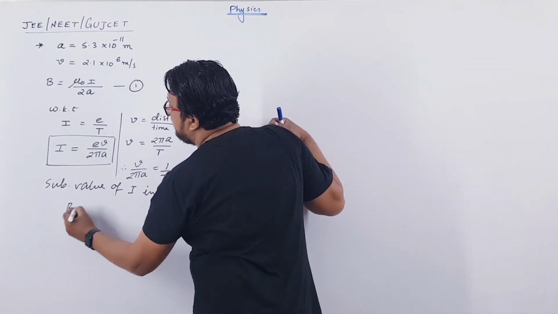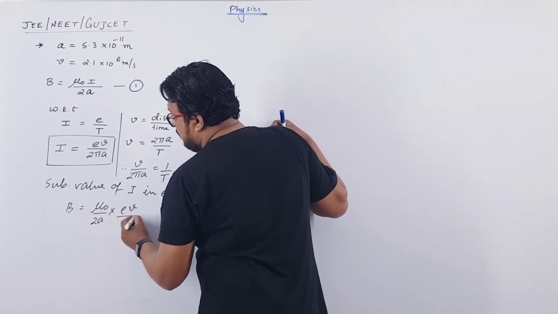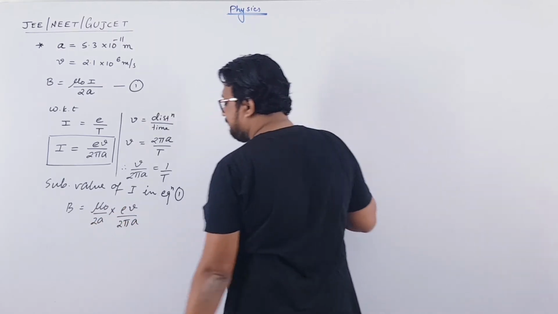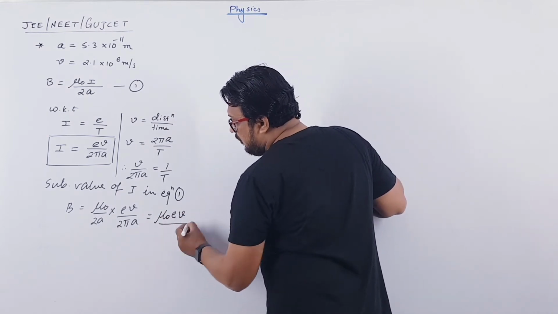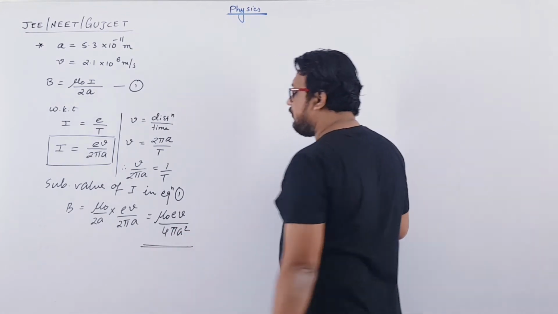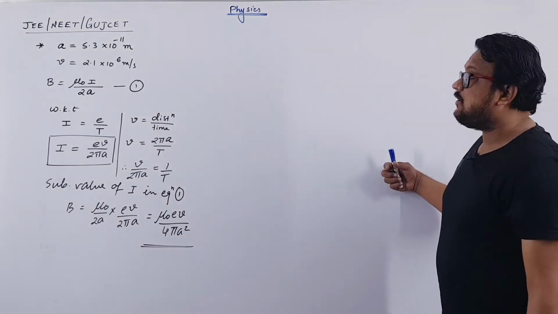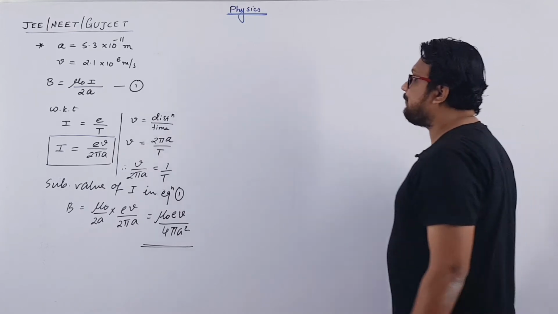So B will be equal to mu naught over 2A into EV over 2 pi A. So this will be equal to mu naught EV over 4 pi A square. This will be the formula for magnetic field at the center of an atom, right? Mu naught EV over 4 pi A square.